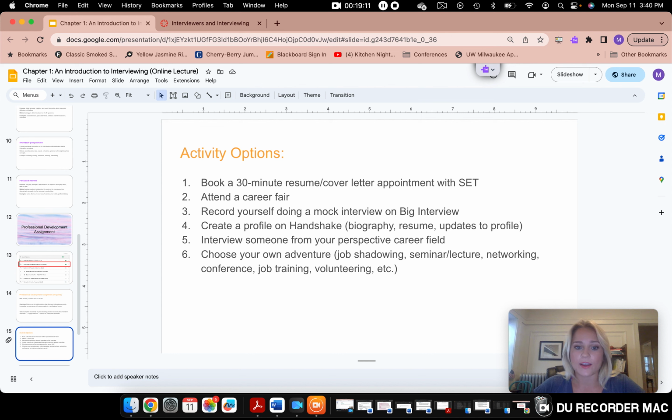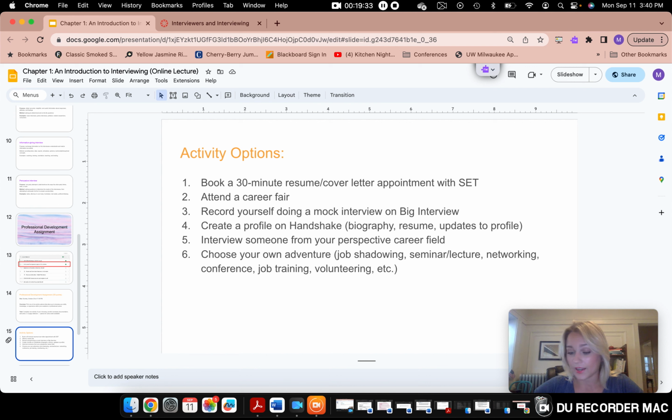Option 4 is to create a profile on Handshake. Handshake is very similar to LinkedIn, but it's more geared towards students, and employers will sometimes go to Handshake to look specifically for students that are graduating because they have specific roles that they want you to fill. So you're going to fill out a biography, upload your resume, and make several updates to your profile.